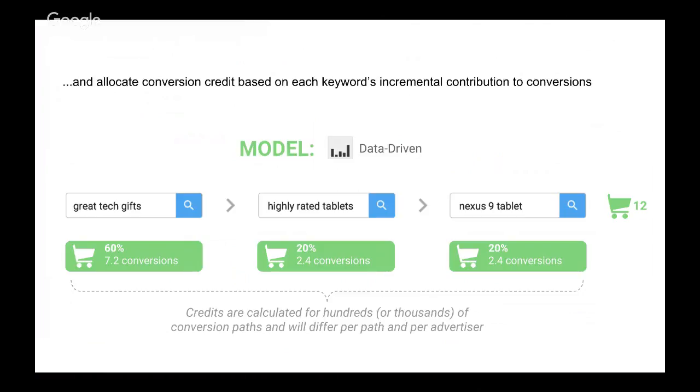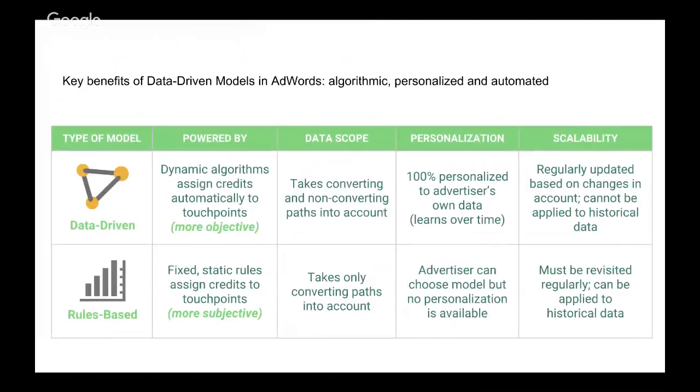So data-driven, compared to the rule-based models, is definitely more objective, and we also take converting and non-converting paths into account, and it's distributed based on the algorithm. So it's not based on human judgment about which position or which time is more important. It's all based on machine learning, and that's why we recommend, if you want to do attribution, that you definitely prioritize data-driven attribution.